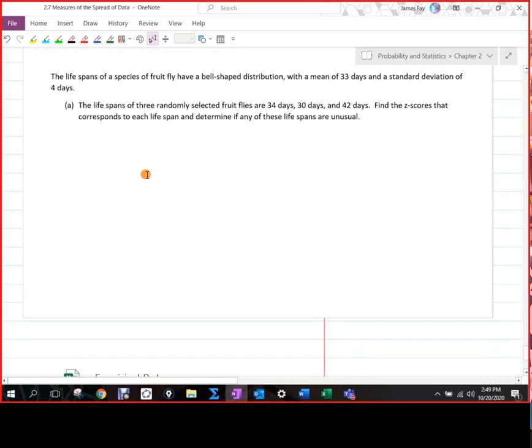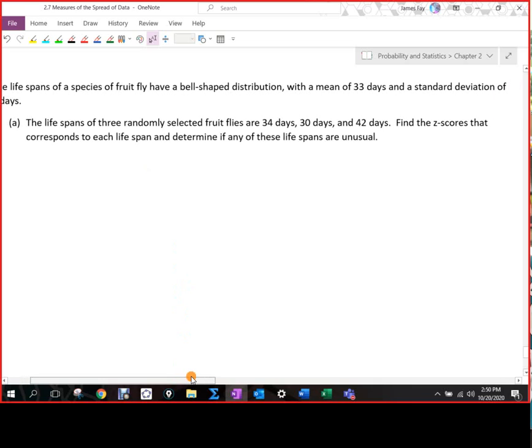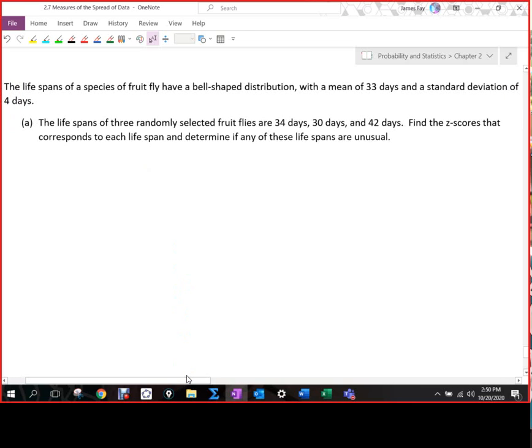But let's come down here to the one with the fruit flies. So the lifespan of a species of fruit fly has a bell-shaped distribution, with a mean of 33 days and a standard deviation of 4 days. The lifespans of 3 randomly selected fruit flies are 34, 30, and 42. Find the z-scores that correspond to each lifespan and determine if any of these lifespans are unusual. Okay, so I'm going to write z-score with a subscript of 34, one of 30, and then one of 42, just so I can remember which one's which.